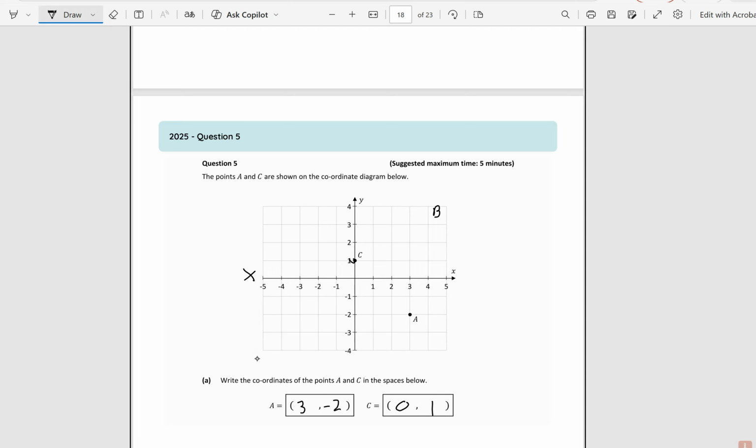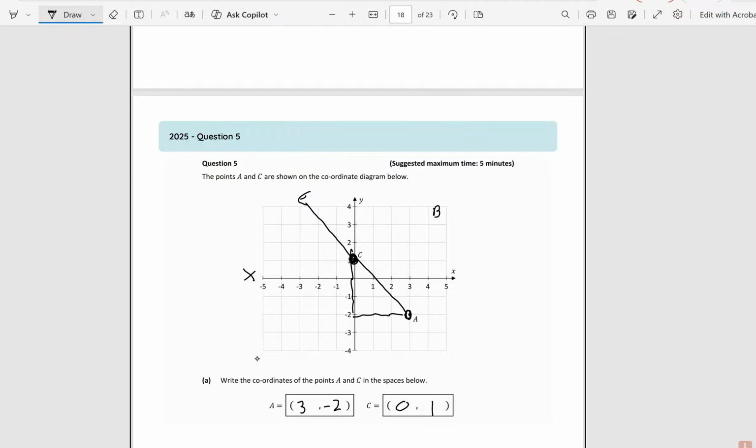Okay, so C is the midpoint of A, E. E is somewhere up here. If it's the midpoint, then the distance from here to here will be the same as from here to here. So I just have to ask myself, what do I have to do to A to get to C? And then I'll do the same from C to get to E. Well, I go across 1, 2, 3, and I go up 1, 2, 3.